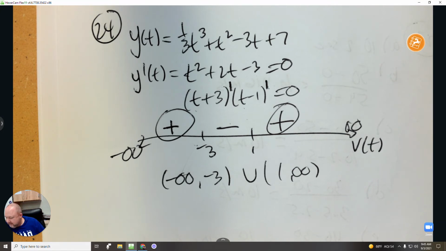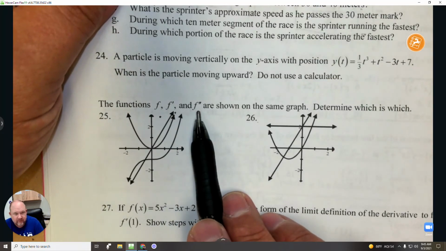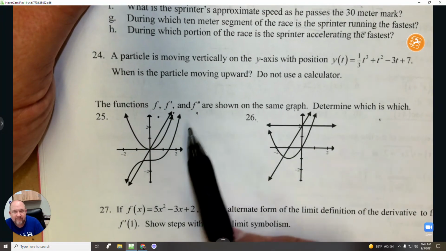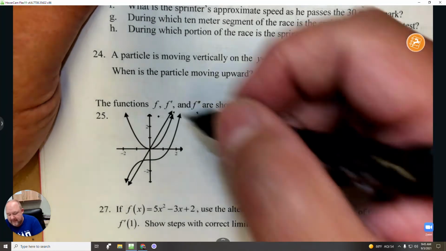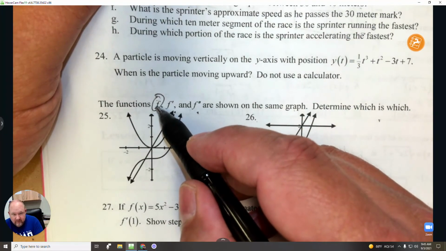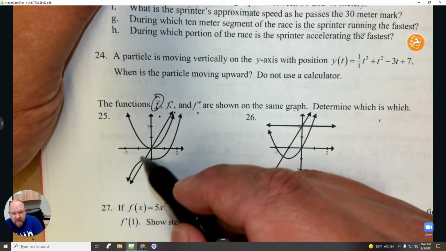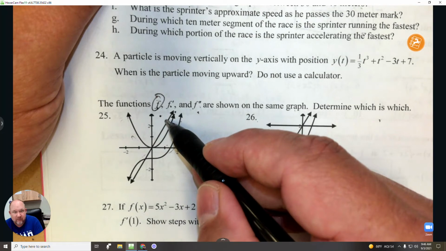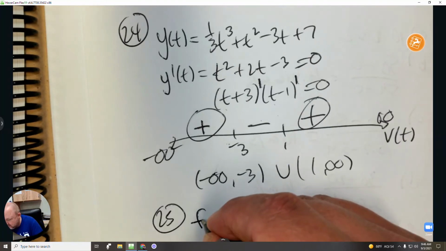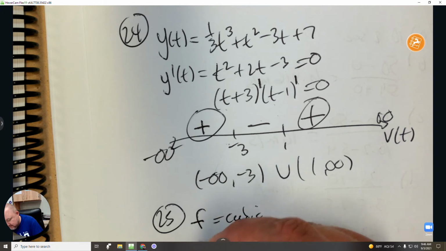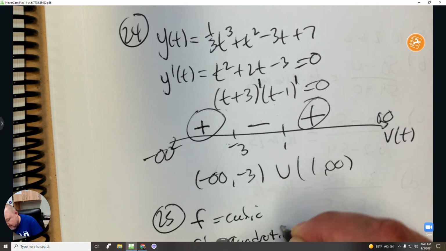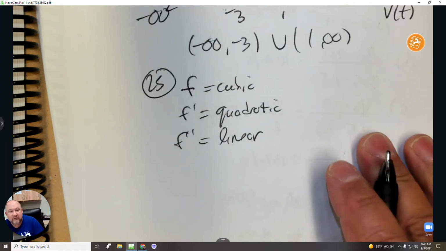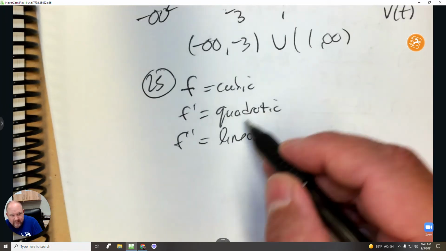Number 25, the functions of f, the derivative, and the second derivative are shown. Determine which is which. So when you look at a function, it has to have the greatest degree. Like the biggest exponent is here, and then it gets less, and then it gets less. Do you see the cube function has an exponent of 3? Then the quadratic has an exponent of 2? And then the line has an exponent of 1. So that's it going down. So the function is the cubic, the derivative is the quadratic, and then the second derivative must be the linear, because as you're taking derivatives, it's getting 1 less, 1 less, 1 less.